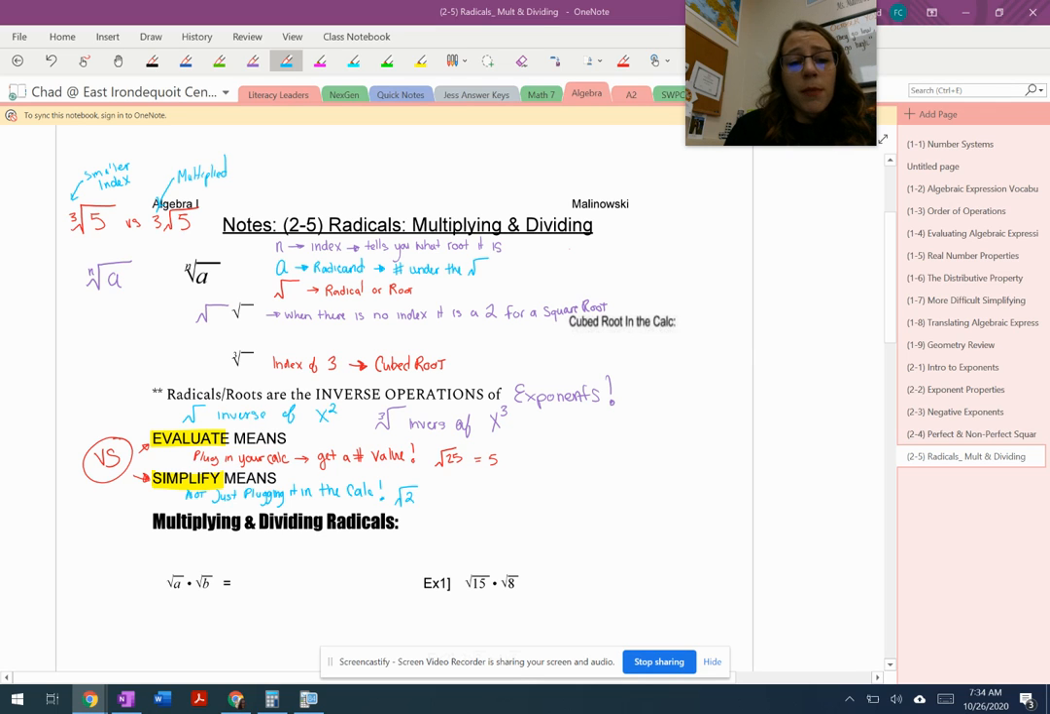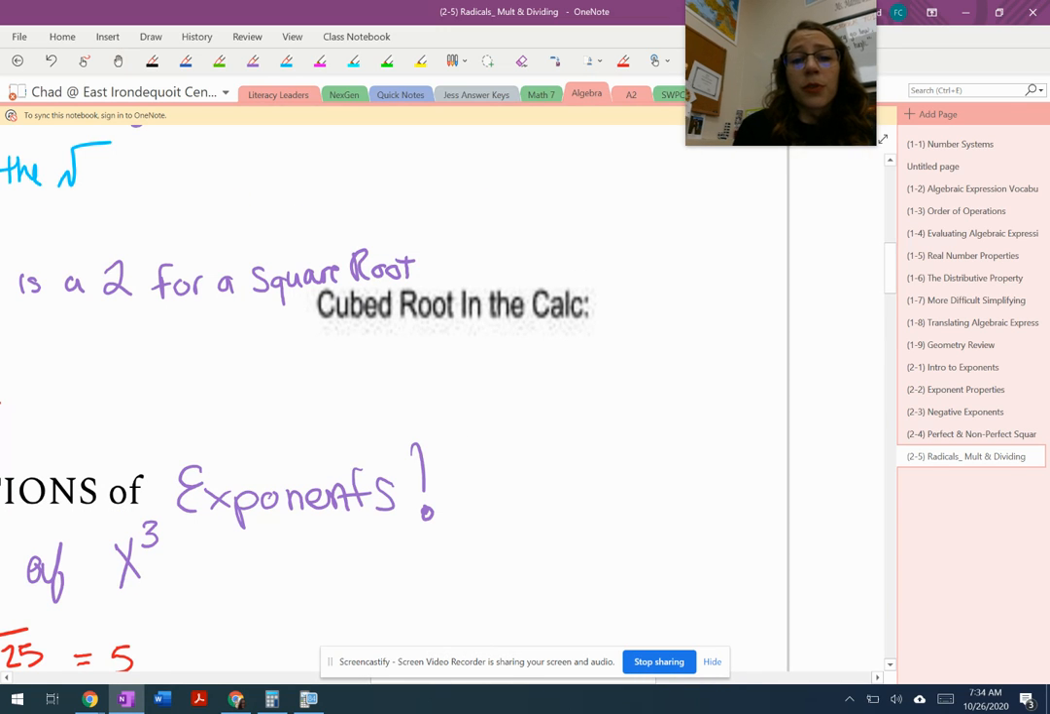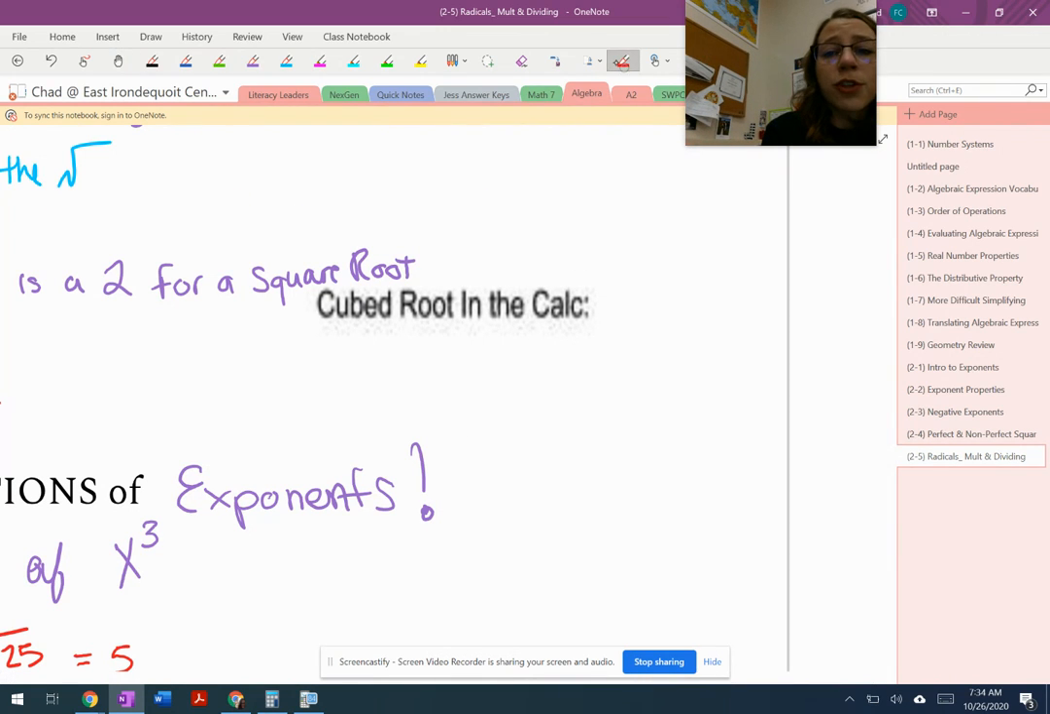Okay, so we're going to jump into multiplying and dividing radicals for Algebra Notes 2-5, but I'm realizing that we never talked about getting the cube root in the calculator up here, so I'm going to jump back to this for a second and do this real quick.